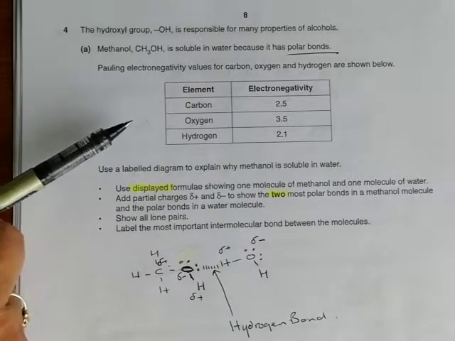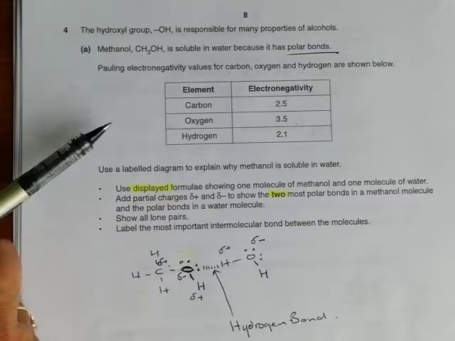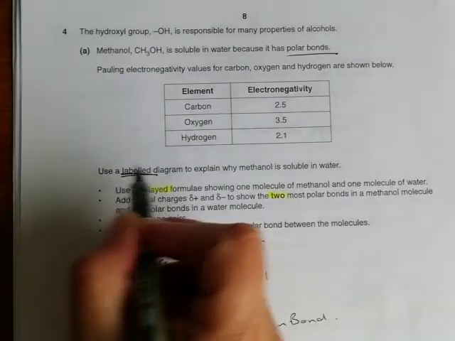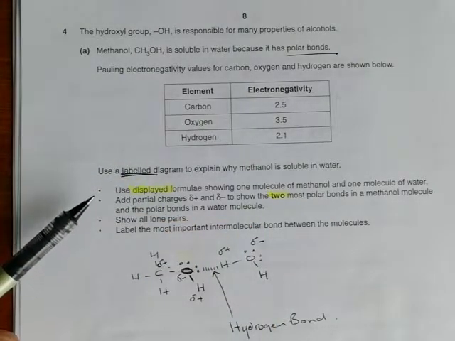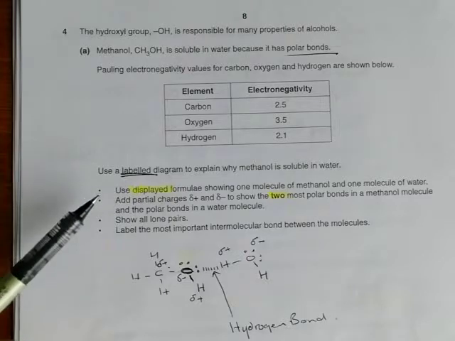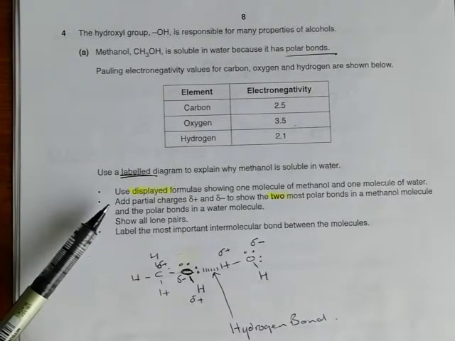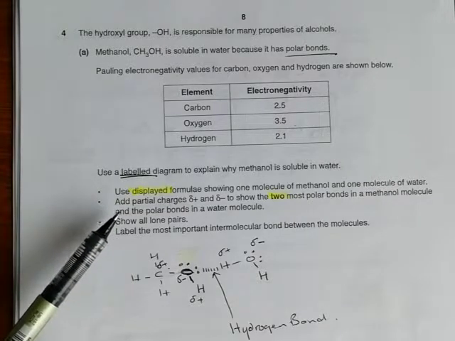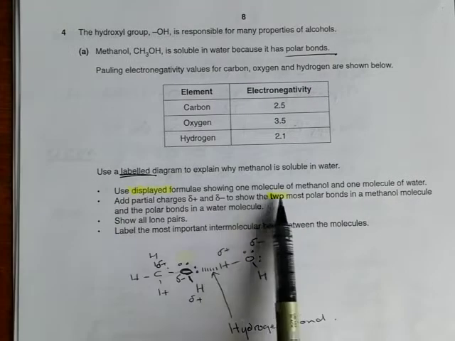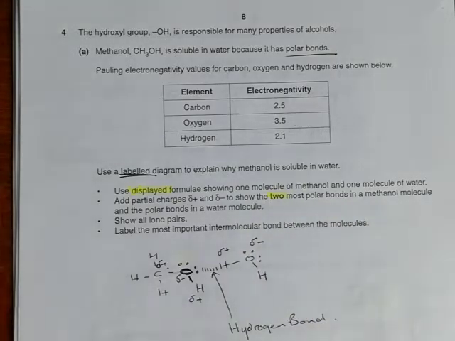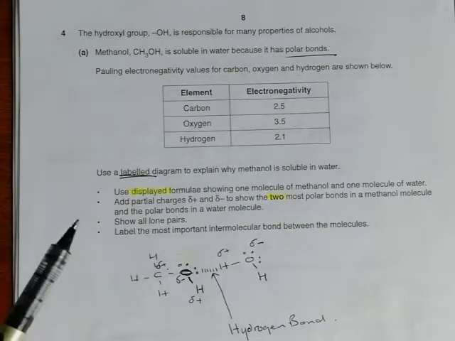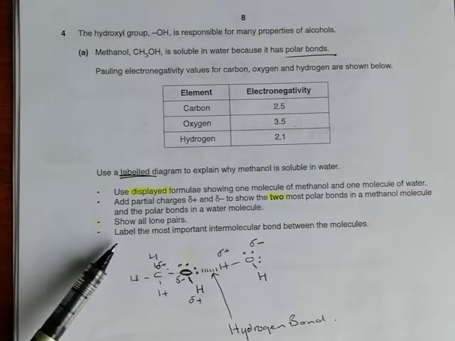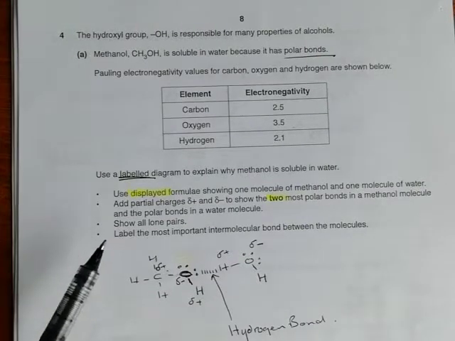We've got the electronegativity values for these elements. And we'll need to use a labelled diagram to explain why methanol is soluble in water. So we're going to use displayed formulae, all sorts of little bits and pieces in this one not to miss out. Partial charges of the two most polar bonds in a methanol molecule and the polar bonds in the water molecule. All lone pairs shown, label the most important intermolecular bond.